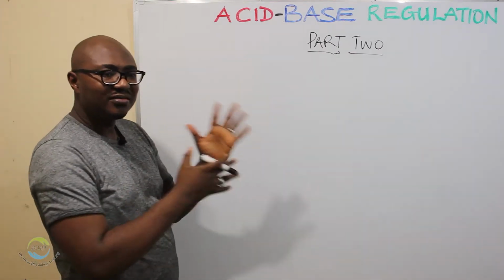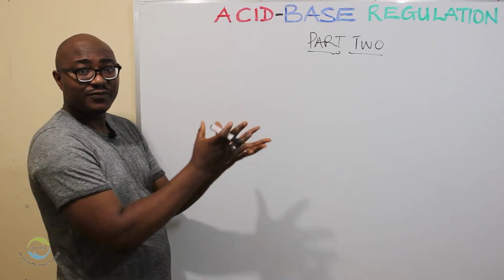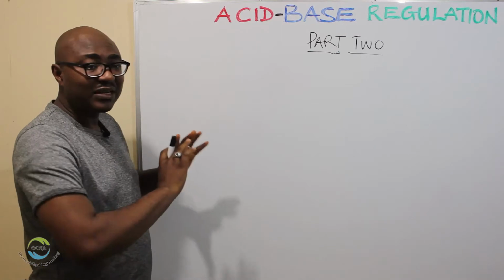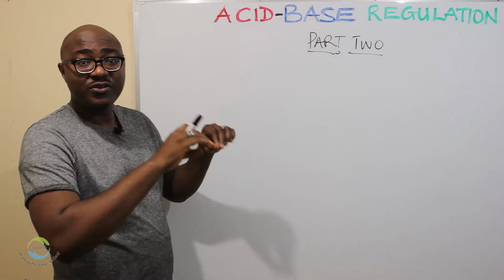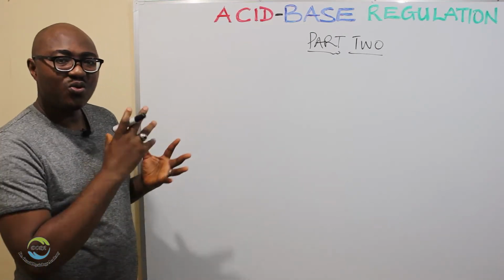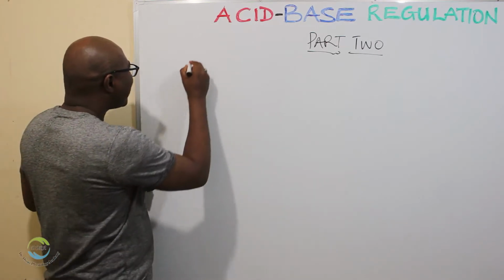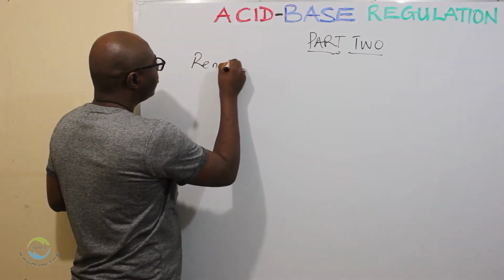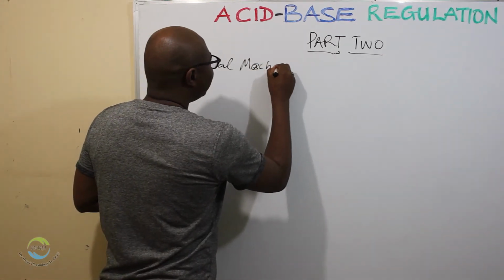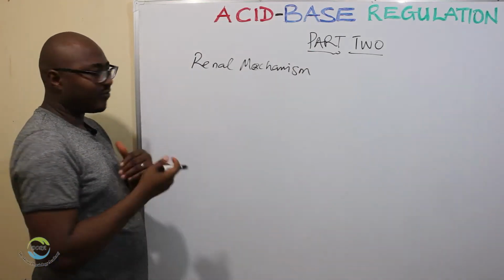So we talked about the 3 lines of defense: the extracellular body fluid mechanism, then the respiratory. Today, in this part 2, we're now going to be focusing on the renal mechanism, which we say is slower, but more powerful. The renal buffer mechanism.